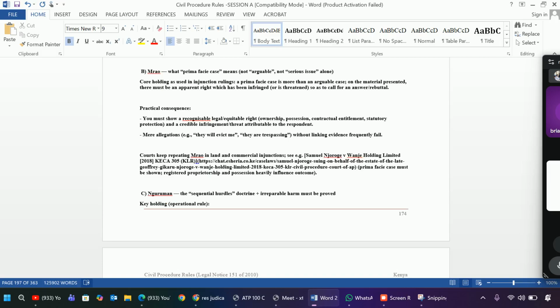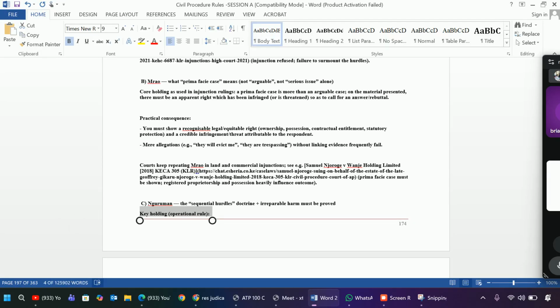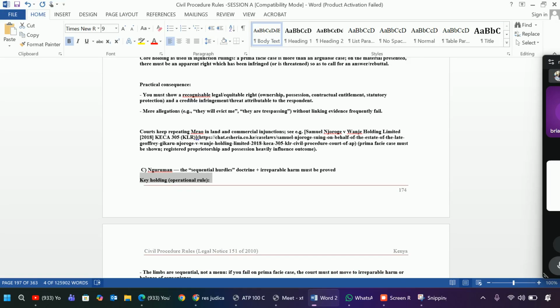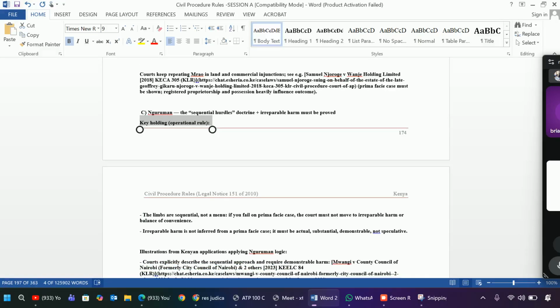Okay? You must show a recognizable legal or equitable right. Do you have ownership of the same? Do you have possession? Is there contractual entitlement, statutory protection, and a credible infringement threat attributable to the respondent? Mere allegations, such as they will evict me or they are trespassing, without linking evidence frequently fail this test. Okay? Prima facie case must be shown. Registered proprietorship and possession heavily influence the outcomes.